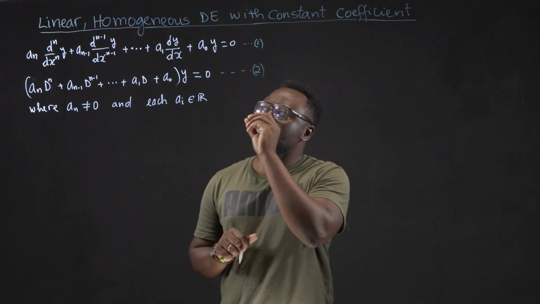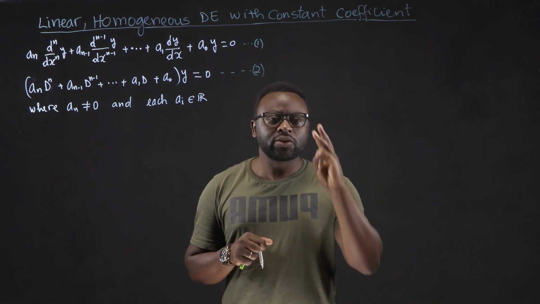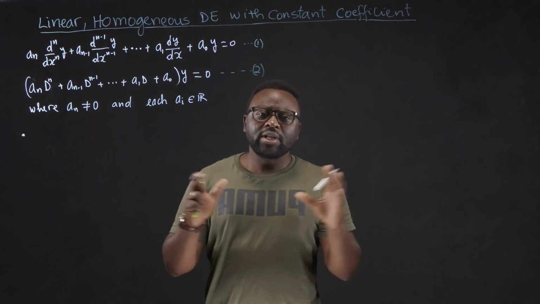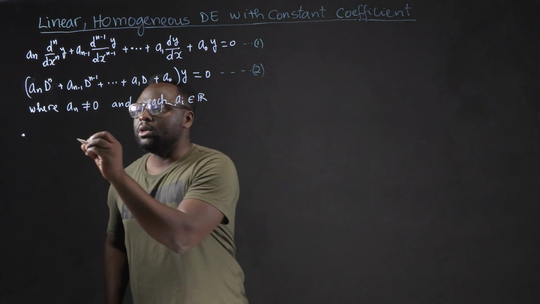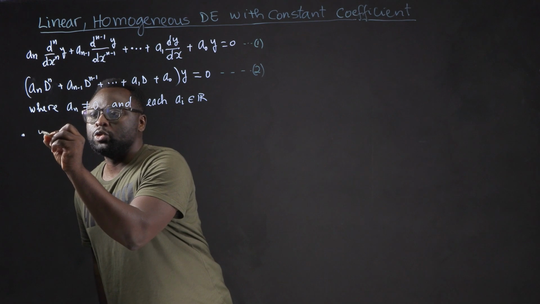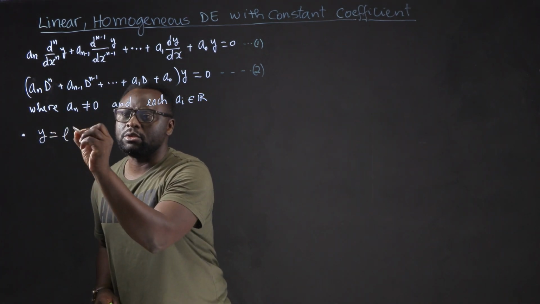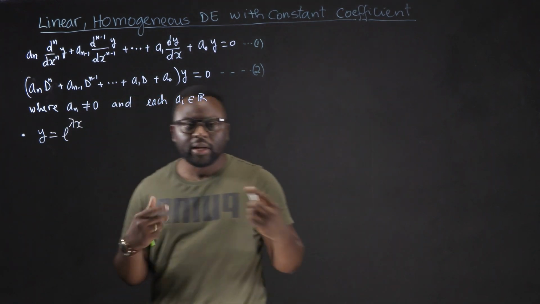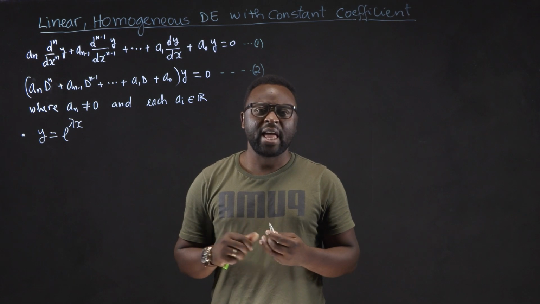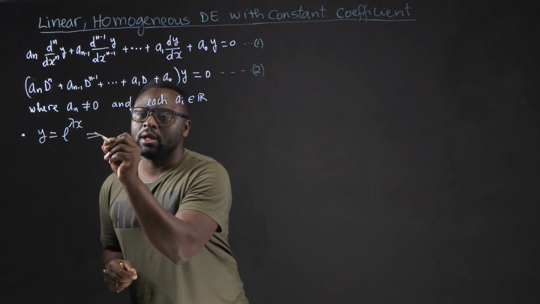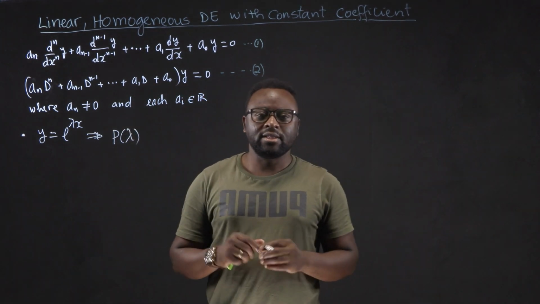All right, to solve the linear homogeneous differential equation, we need 3 steps, okay? So the first step is to find the auxiliary polynomial. What does that mean? We have to choose the general form of the solution. In this case, if we choose the general form of the solution as e to the power lambda x, then we derive this function and substitute in the equation, okay? And this will lead us to a polynomial p of lambda. This is the first step.